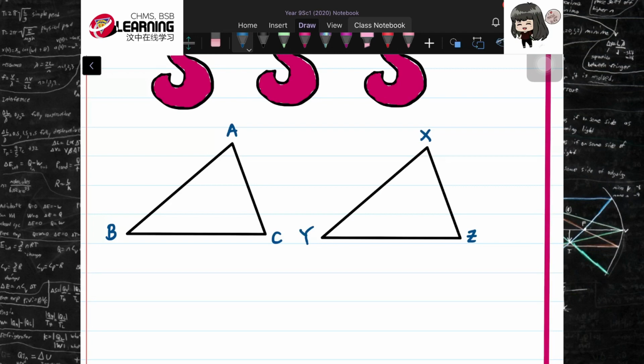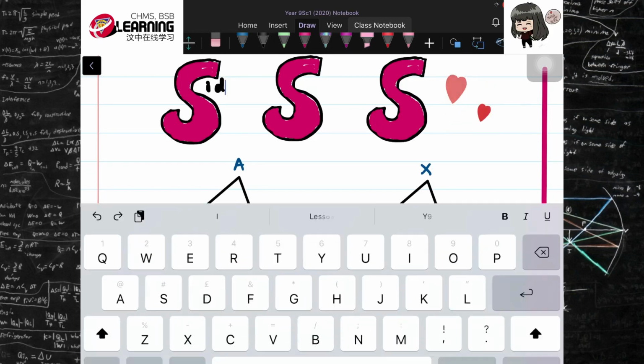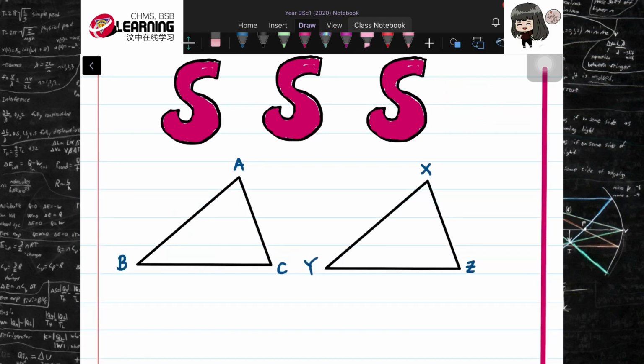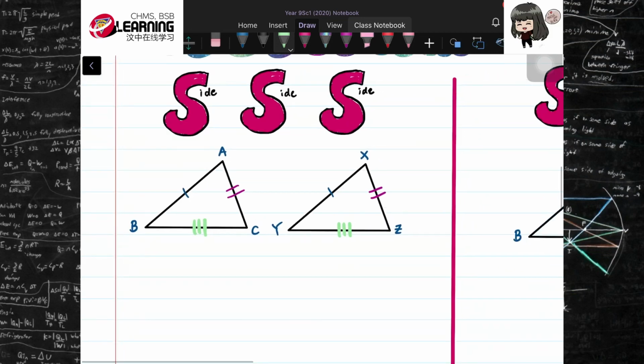We can only prove that they are congruent if we have SSS. This SSS stands for sides, or just side. This 3S represents side. It means that if we are not given any angles, but we are given that side AB is the same as side XY, side AC is the same as side XZ, and side BC is the same as side YZ, then with these 3 sides and no angles given, we can conclude that both of these triangles are congruent.